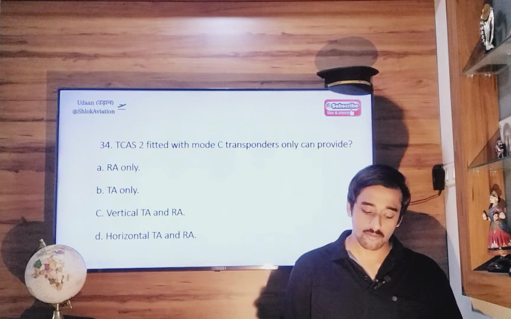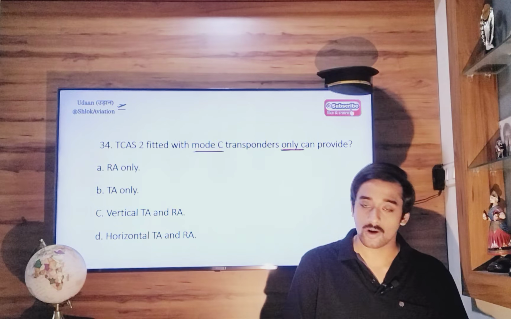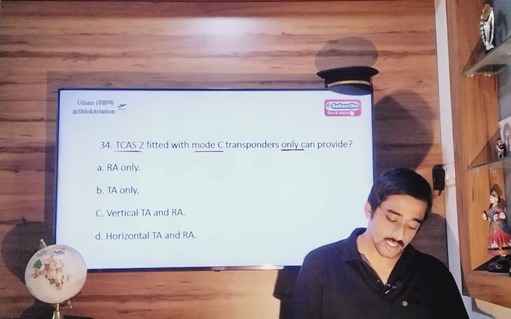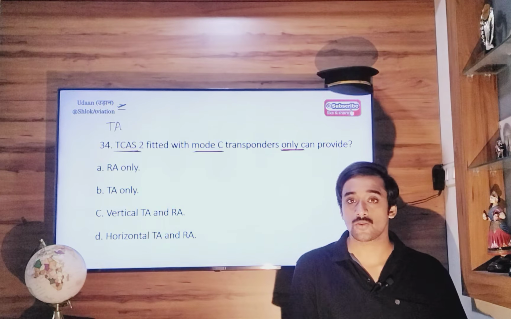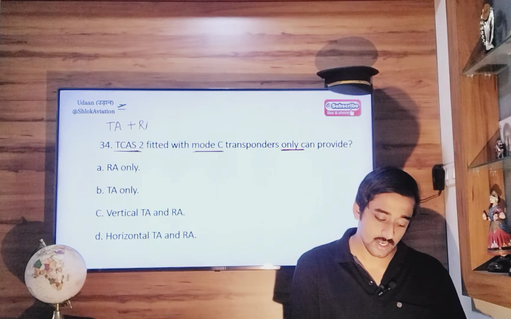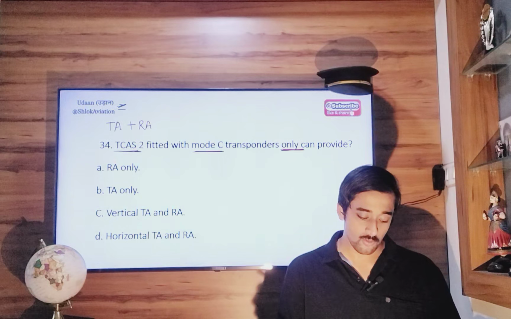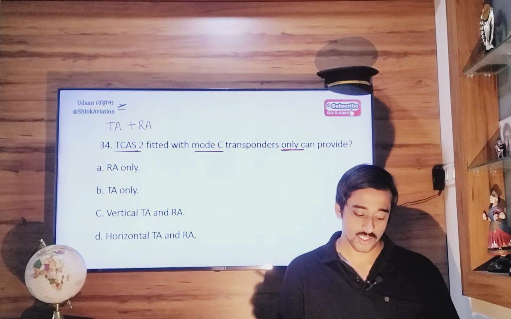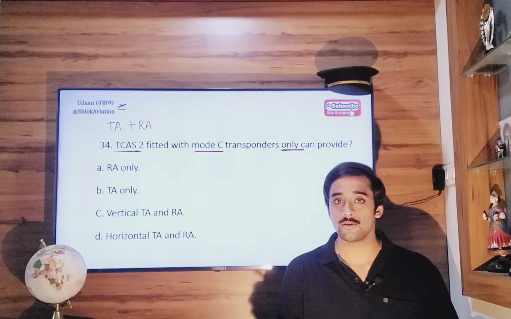TCAS 2 fitted with mode C transponder only can provide what? So TCAS 2 is able to provide traffic advisory, which originates from mode A capability transponder, and a resolution advisory thanks to mode C capability transponder. So mode A enables traffic advisories. Mode C enables resolution advisories.